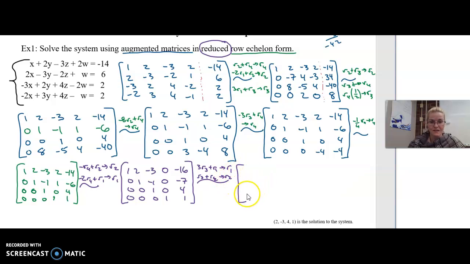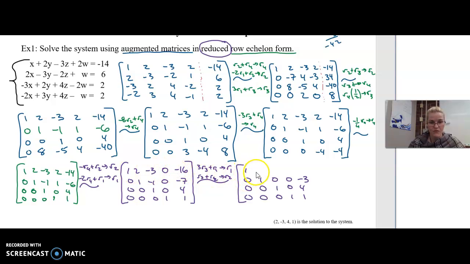So again, 1, 0, 0, 0, 1, 1, 0, 0, 1, 0, 4, 0, 1. Now if I do this one first, if I add these two, that's going to give me 0. 0 plus 0 is still 0. 4 and negative 7 gives me a negative 3, so that's my y value. So w is 1, z is 4, y is negative 3.